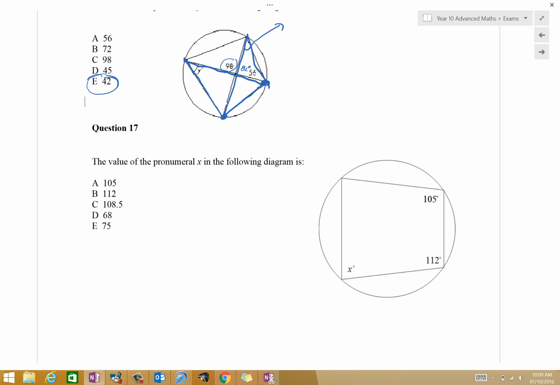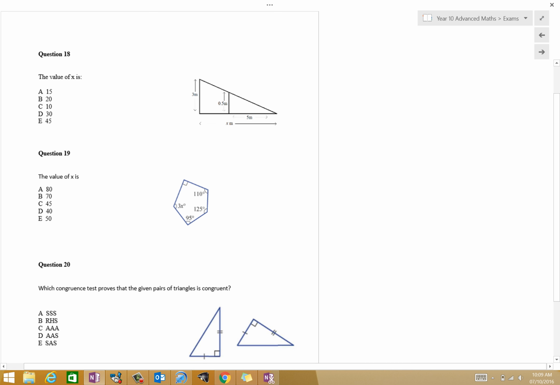Alright, next one. This is a pretty straightforward one. If we have a quadrilateral in a circle which touches the perimeter, then those angles must add to 180. There you go. Answer is 75, which is E.